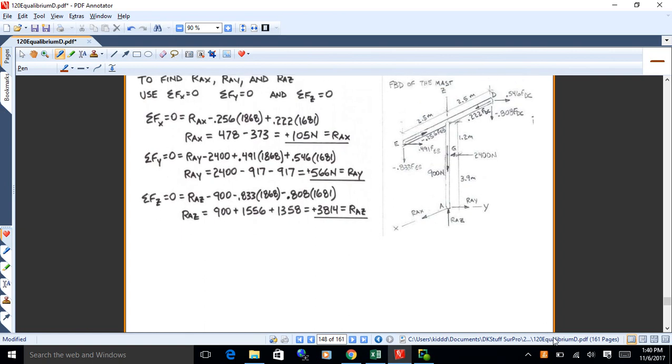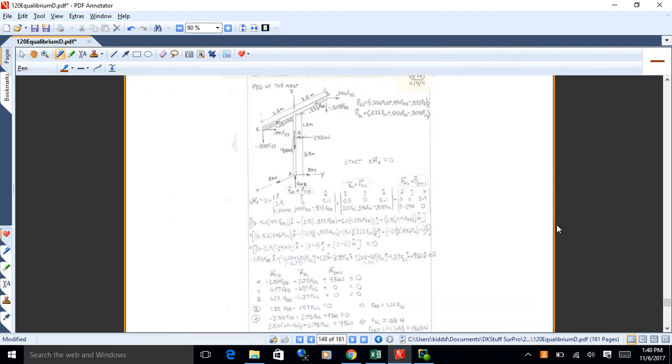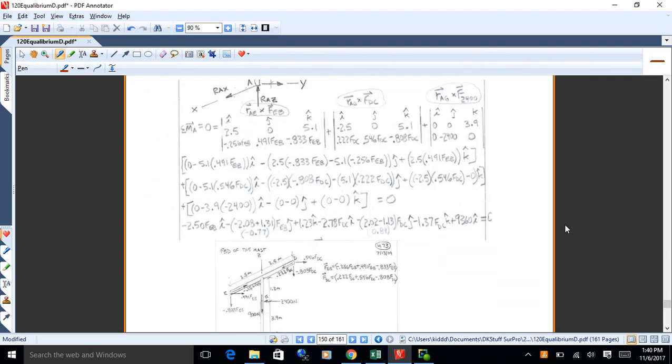So if we're going to do crosses here, you just take vectors from the origin, in this case point A, to the forces. So we've got three forces: the two cable forces, and then the 2,400 Newton force. So we just generate cross products for all three of them.